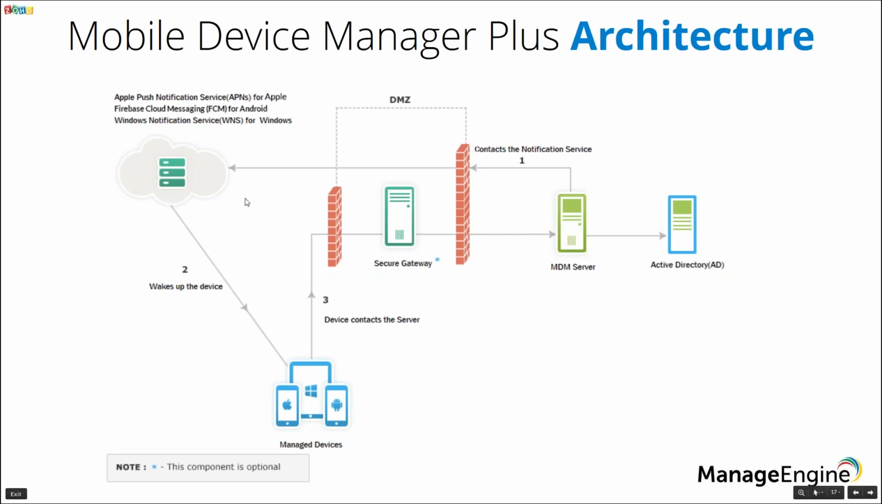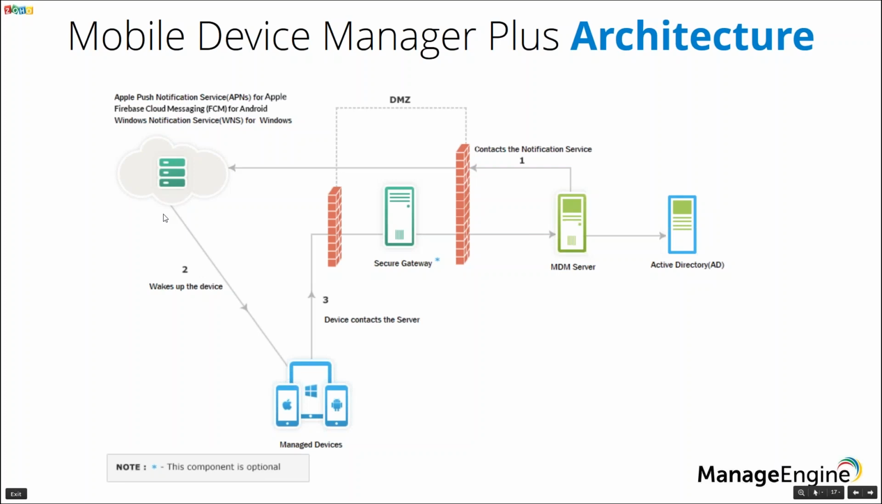So to understand the architecture in a better way, let me take an example. Say I'm an admin, I want to find out the location of my employee's phone. So what I'll do, I'll log into the product console, I'll go find the device, and I will enable Locate Device as a command. So that is what I will do from the product UI. So how this command will be executed is, first, the MDM server will contact the notification service. In this case, let's say I'm trying to find out the location of an iPhone. So the MDM server will contact the Apple Push Notification Service, and APNS will use the UDID number of the device to wake it up.